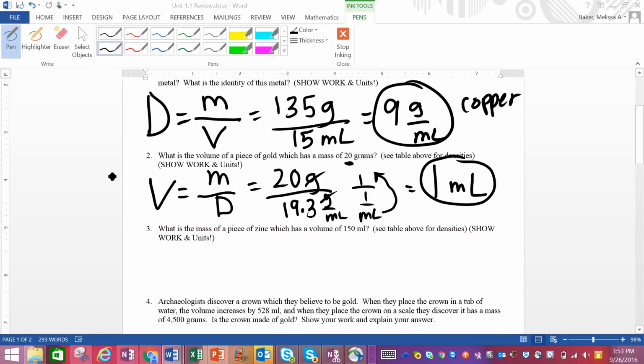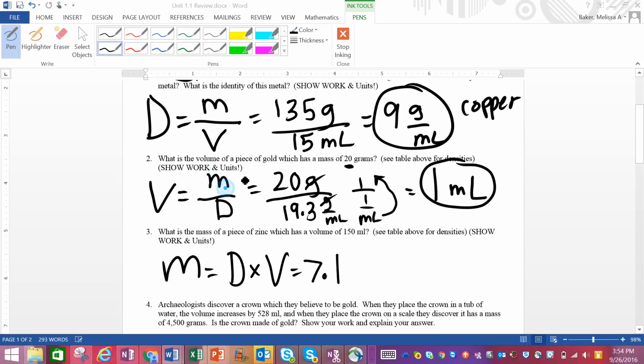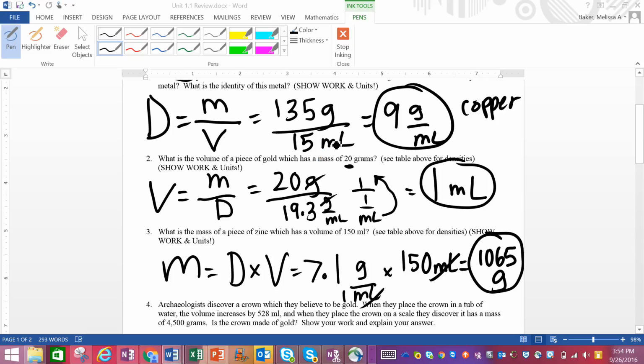How about number 3? What if I want to know mass? If I go back to my circle chart and cover up the M, I'm left with density times volume. So what is the density of zinc? For this problem, it's 7.1 grams per milliliter, and I want to know how much 150 milliliters of zinc weighs. Well, 1 milliliter weighs 7.1 grams, so for 150 milliliters, I'm going to have to multiply here. My milliliters cancel out, and I get 1,065 grams. That's how much that zinc would weigh.